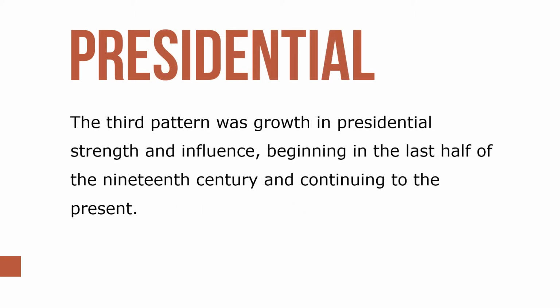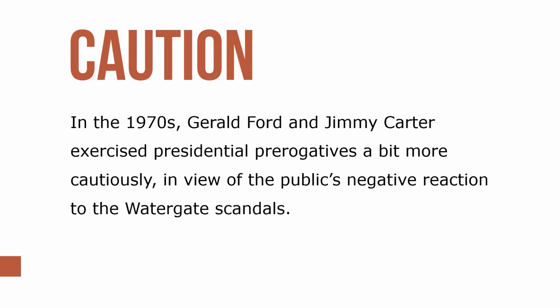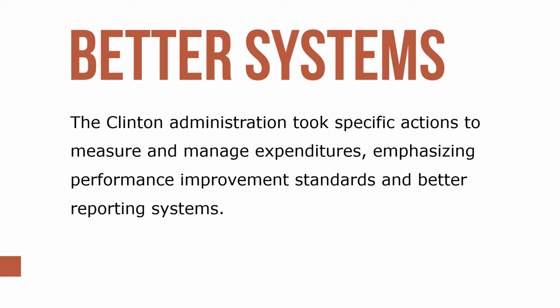The third pattern was growth in presidential strength and influence beginning in the last half of the 19th century and continuing to today. Action by Congress delegating discretionary authority to the president was a recurring feature of the 20th century. In the 1970s, Gerald Ford and Jimmy Carter exercised presidential prerogatives a bit more cautiously in view of the public's negative reaction to the Watergate scandals. The Clinton administration took specific actions to measure and manage expenditures, emphasizing performance improvement standards and better reporting systems.